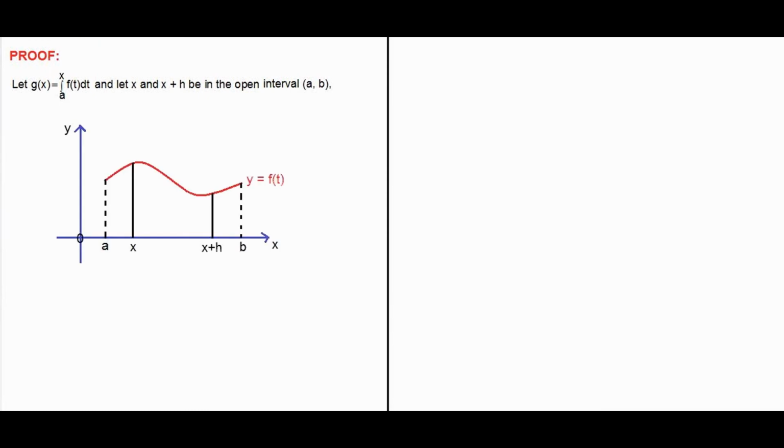So let's look at the proof. Firstly, we let g of x equal the definite integral from a to x of f of t dt, and we let x and x plus h be in the open interval from a to b. Then g of x plus h minus g of x will equal the following.